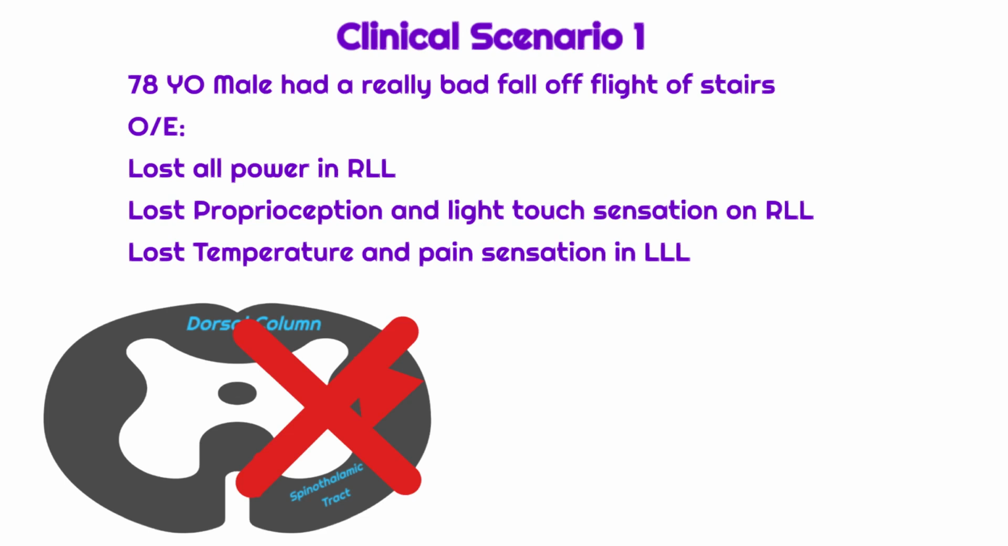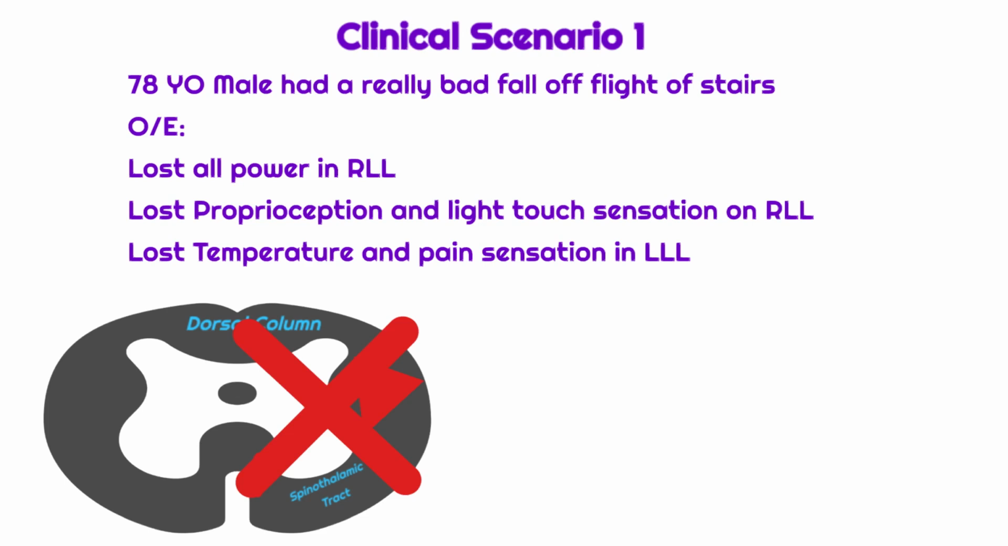Remember, we said the corticospinal and the dorsal tract, they decussate in the medulla. So if there is a lesion in the spine, it's going to give you symptoms on the same side, wherein the spinothalamic, it decussates straight away in the spinal cord. So if there's a lesion on the right side, it's going to give you symptoms on the left.